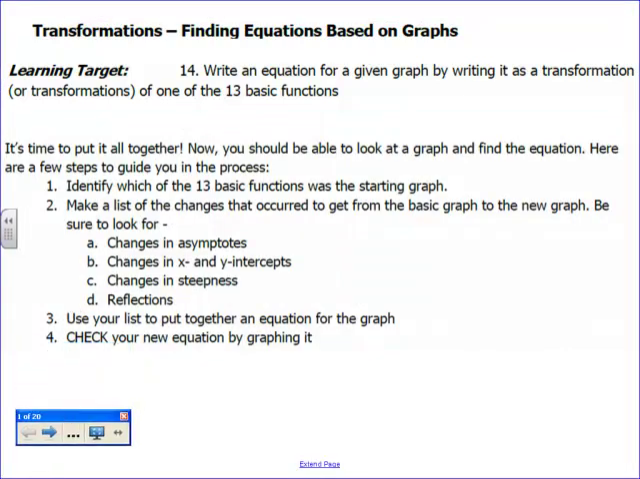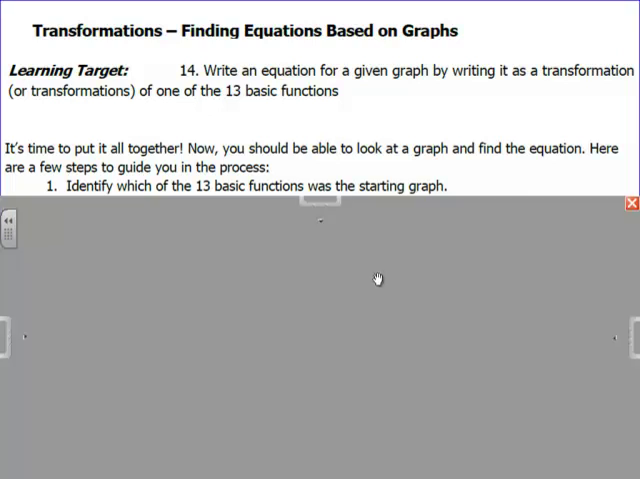By going through some of the basic steps, we have to put it all together. So now that we have talked about the 13 basic functions and we've talked about what it means to transform them, we are now going to be able to look at a graph, identify transformations, and come up with the equation for that graph. Here are a few steps to help guide you through the process. First step. The first step is to identify which of the 13 basic functions was the starting graph.